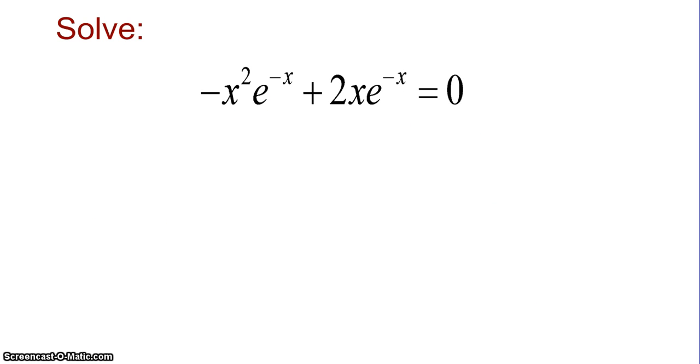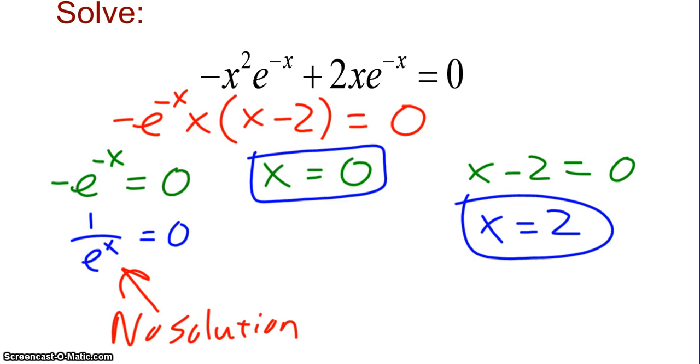Solve this for x. Pause the video, unpause when you're ready to check your work. A hint is you're going to need to factor some stuff. Now pause. Okay, so we can factor out a negative e to the negative x. We can factor out an x as well. That's our greatest common factor. And then we're left with x minus 2.